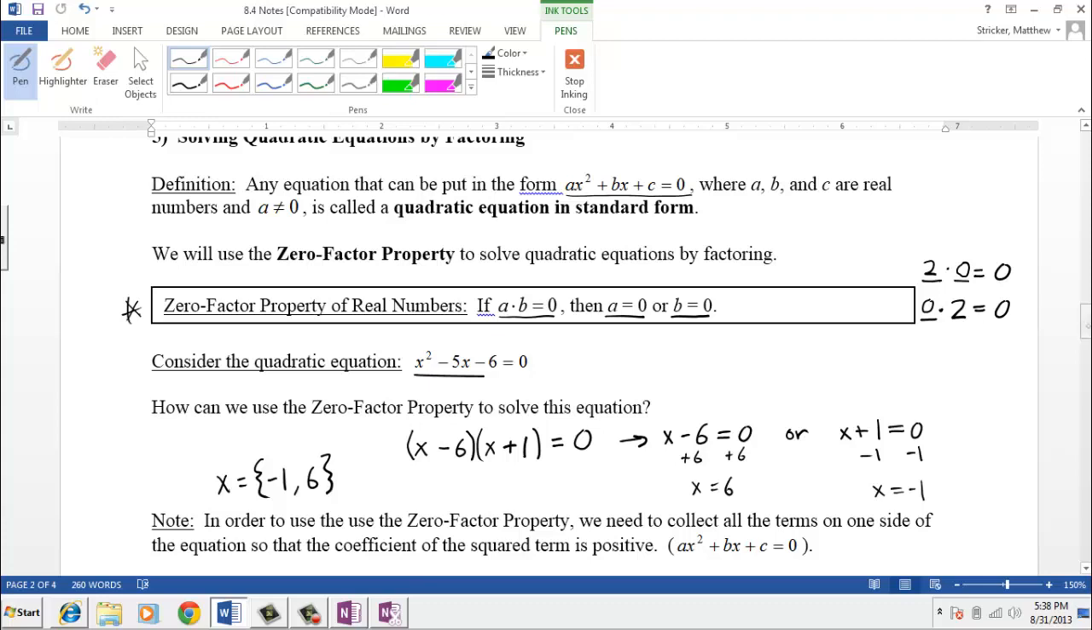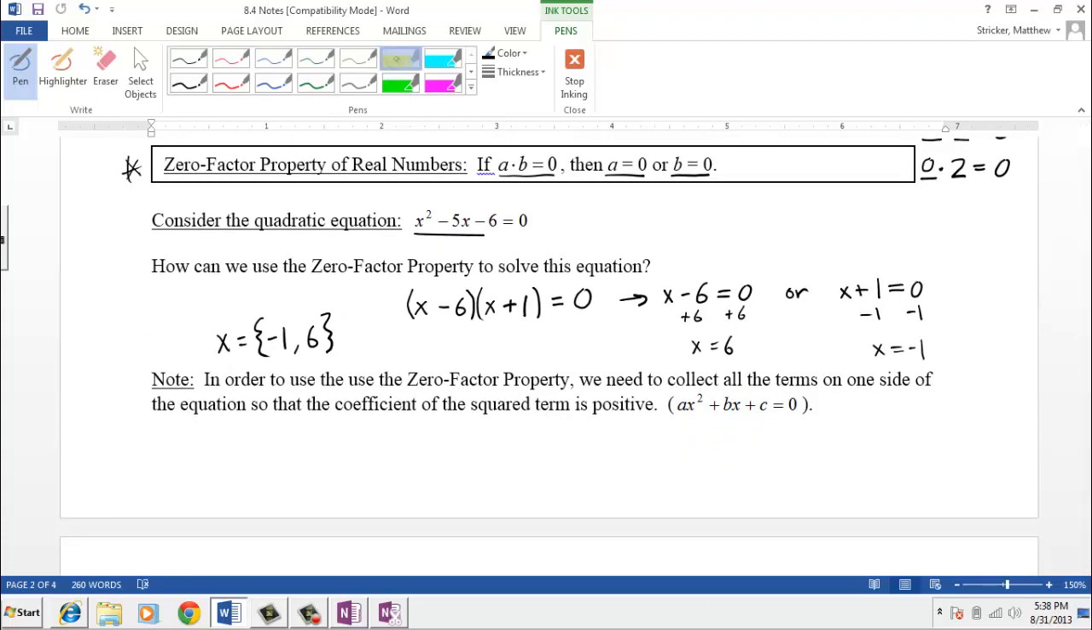One important note I just want to bring up here is that in order to use this zero factor property, we have to collect all terms on one side of the equation. We have to have it look like this. I already mentioned that before, I just want to mention it once more.